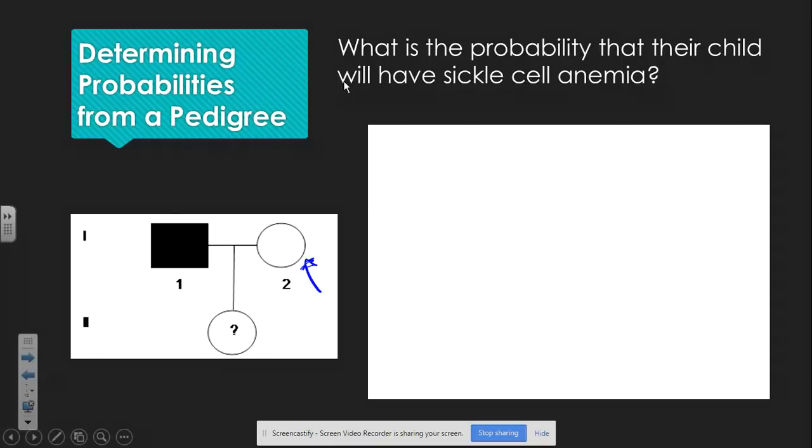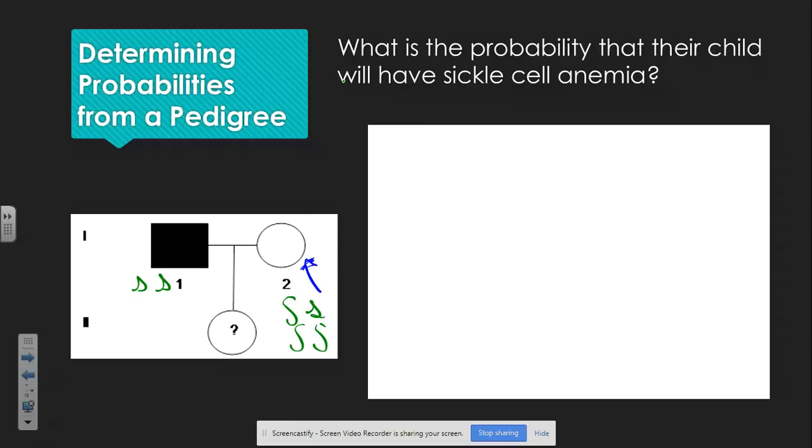So mom can be either big S, little s, or big S, big S, because both of those would result in an unaffected parent. So she doesn't have sickle cell disease. However, the father here does have sickle cell disease. So little s, little s. And actually, why don't I use cursive? So it's a little bit easier to see which one's lowercase and which one's uppercase. So that's my lowercase. All right, so let's look at both of those probabilities.